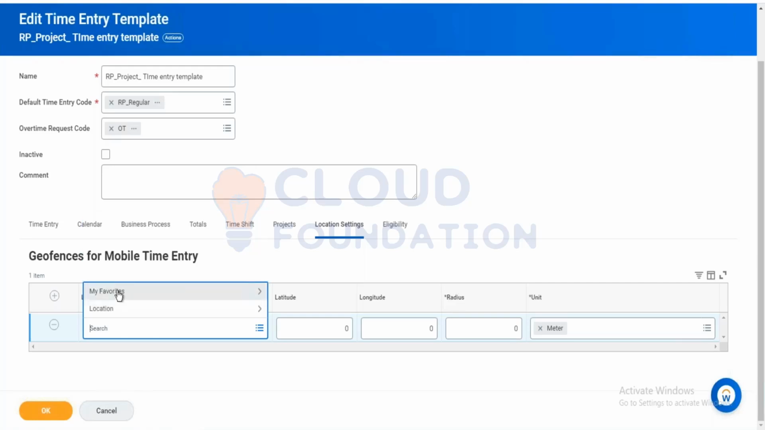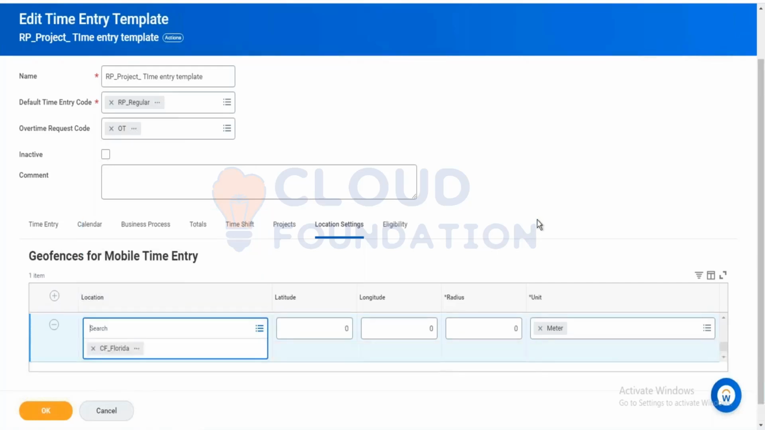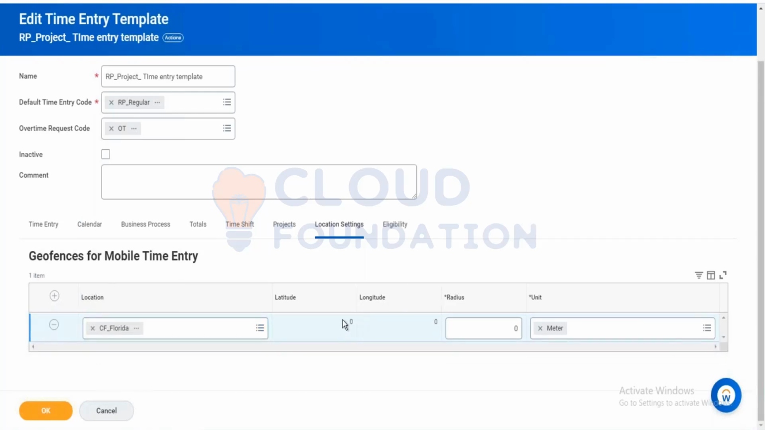For example, here we see Florida. We would map the latitude and longitude. If the workers are nearby those areas, nearby meaning under that specific radius, and they are using Workday mobile and entering the time, then only their time is valid. Else, the time is not valid.